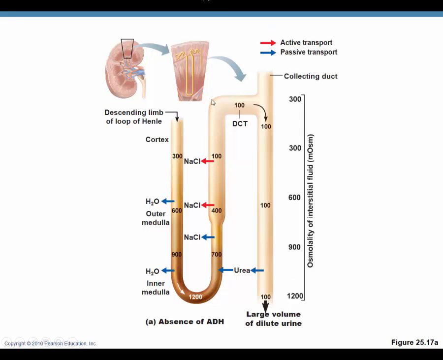But let's say we don't have any ADH secretion, like I said. We have a lot of fluid on board. No need to pull it back and reabsorb more than normal back to the blood. So it comes in at 100 and it stays at 100. So it's a large volume of dilute urine if there's no ADH secretion or much reduced, right? Because ADH, again, puts aquaporins in there to make the collecting duct leaky and pull it back to the blood.